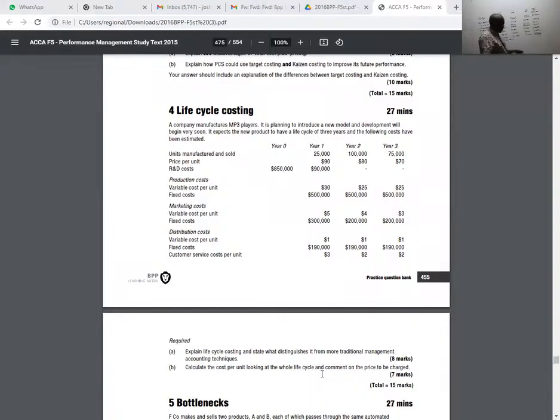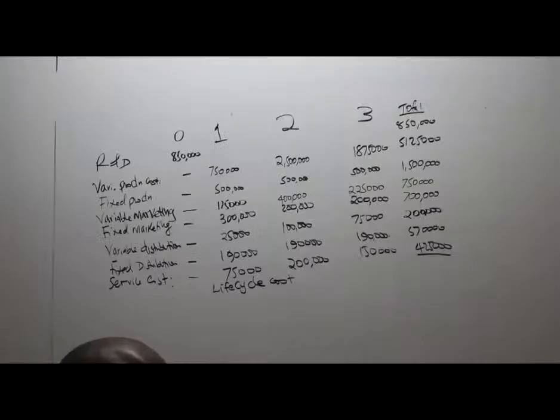Add up everything. Give us the total life cycle cost.